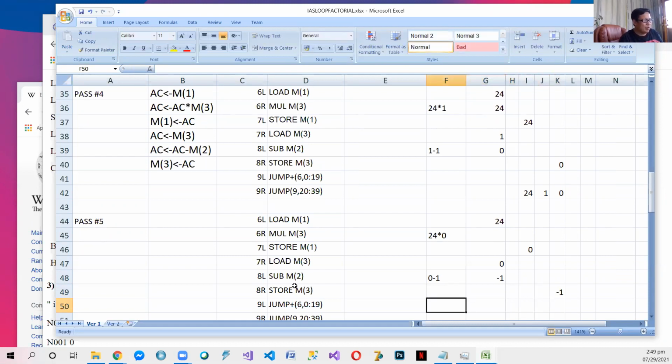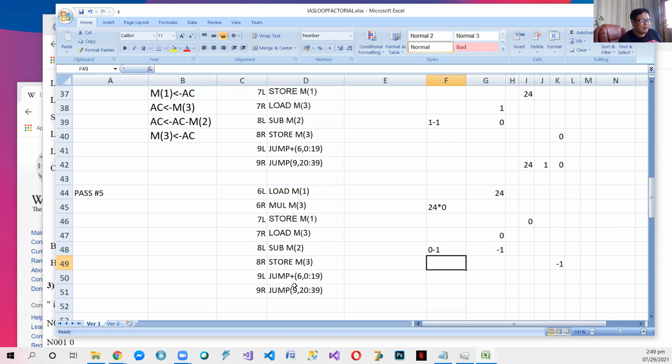Jump 6 to 19. Will we still jump 6 to 19? No more, because this is now negative. So we will go to a halt dito. Okay? We were able to finish the loop, but our answer is wrong. Our answer is 0. Do you follow? In fact, our last AC is negative 1.